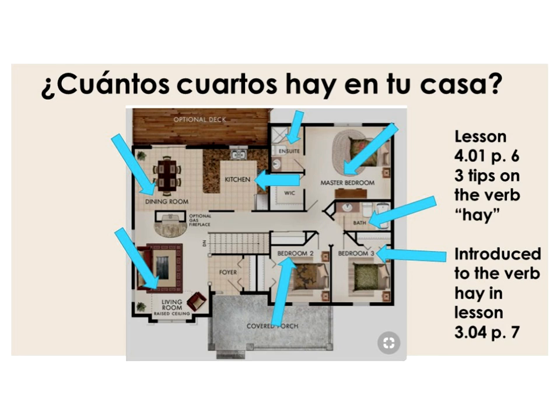Timer up and go. Start writing away. ¿Cuántos cuartos hay en tu casa? The arrows are there just to help you read my little floor plan. It has master bedroom, bedroom 3, bedroom 2, covered porch, foyer, kitchen, dining room, living room, optional deck. It's a nice little floor plan.